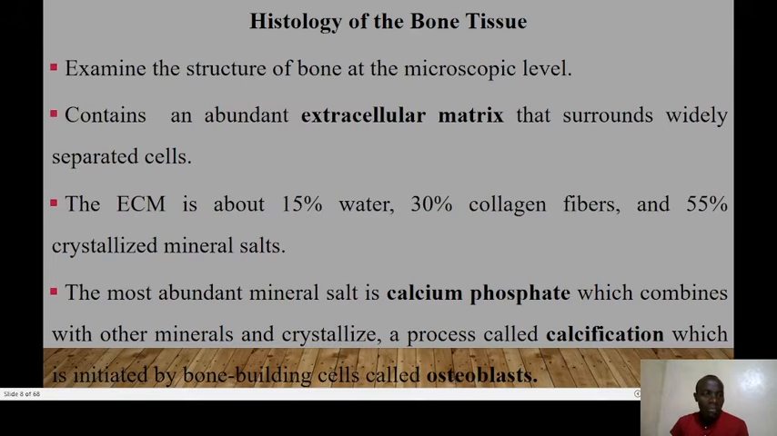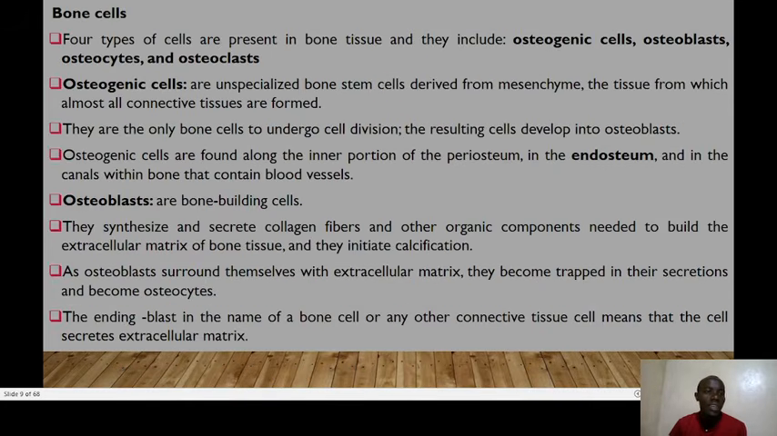The extracellular matrix for the bones will be about 15% water, 30% collagen fibers, and 55% crystallized mineral salts. So the most abundant mineral salt is calcium phosphate, which normally combines with other minerals and crystallizes in a process referred to as calcification. And this process is normally initiated by bone building cells known as osteoblasts.